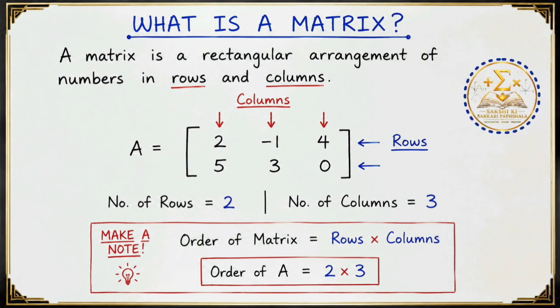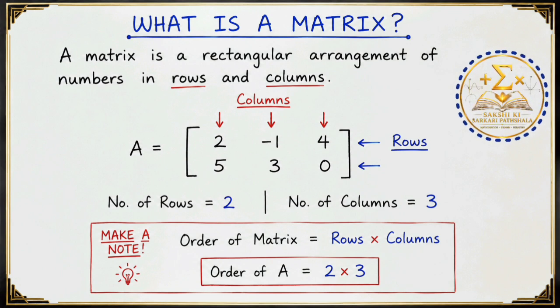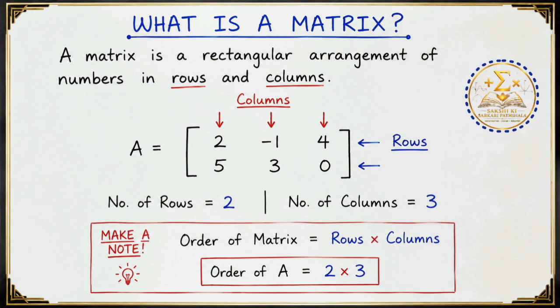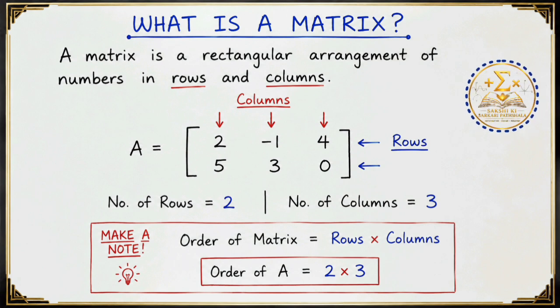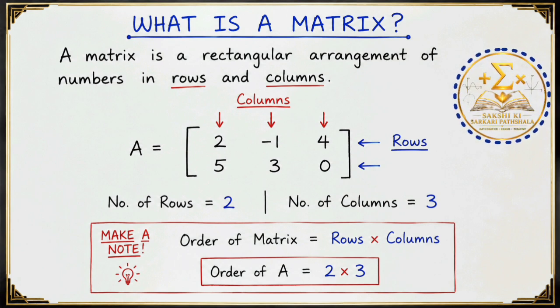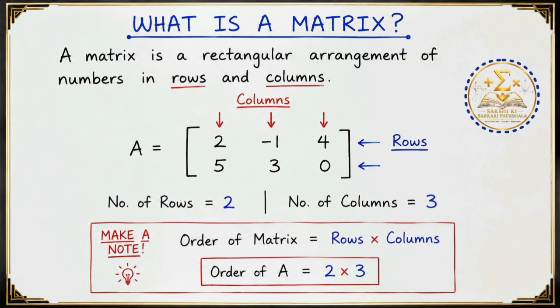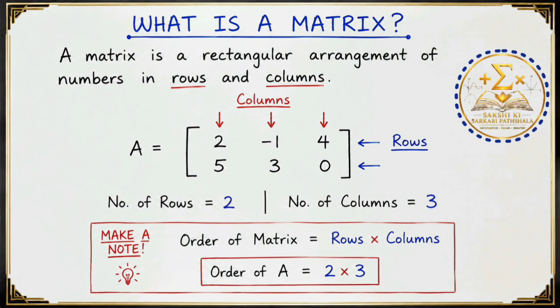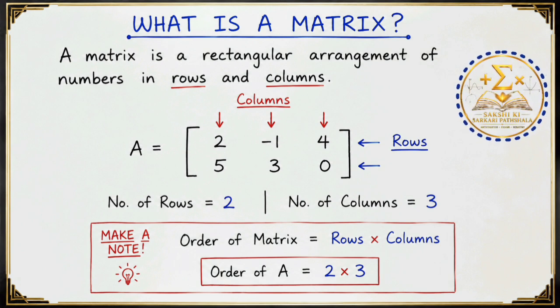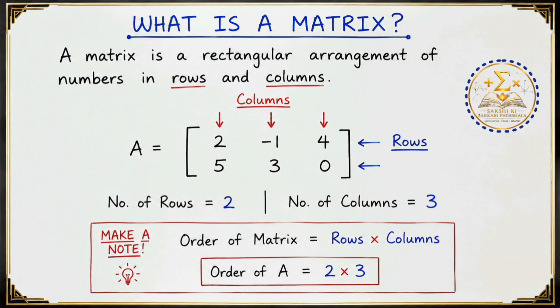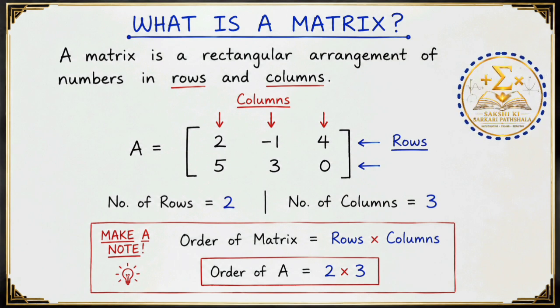What is a matrix? It is simply a rectangular arrangement of numbers or variables organized into rows and columns. For example, in this we have a 2 cross 3 matrix, that is, the number of rows is 2 and the number of columns is 3. We write rows into columns and this becomes the order of the matrix. So in this particular case, in the given example, the order of the matrix is 2 cross 3.